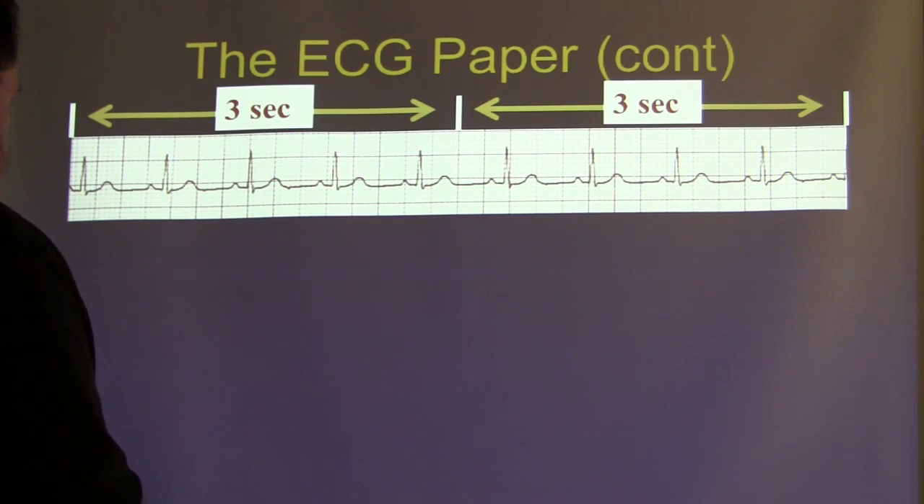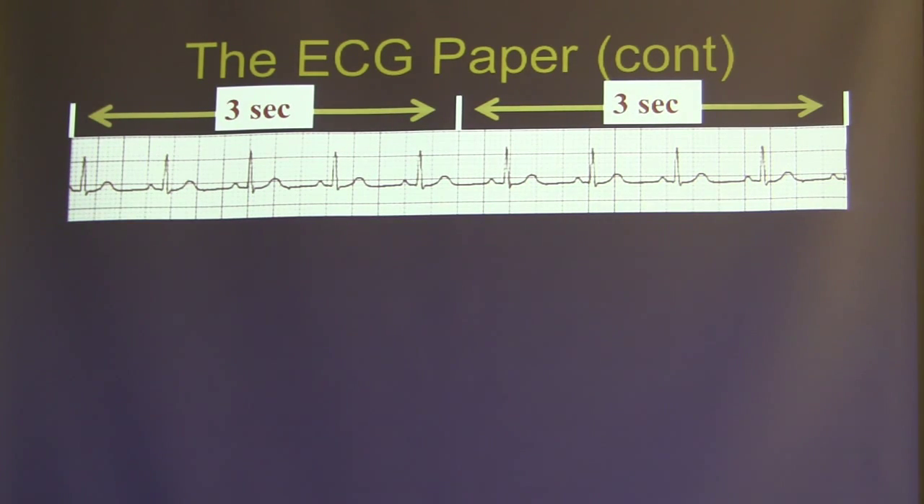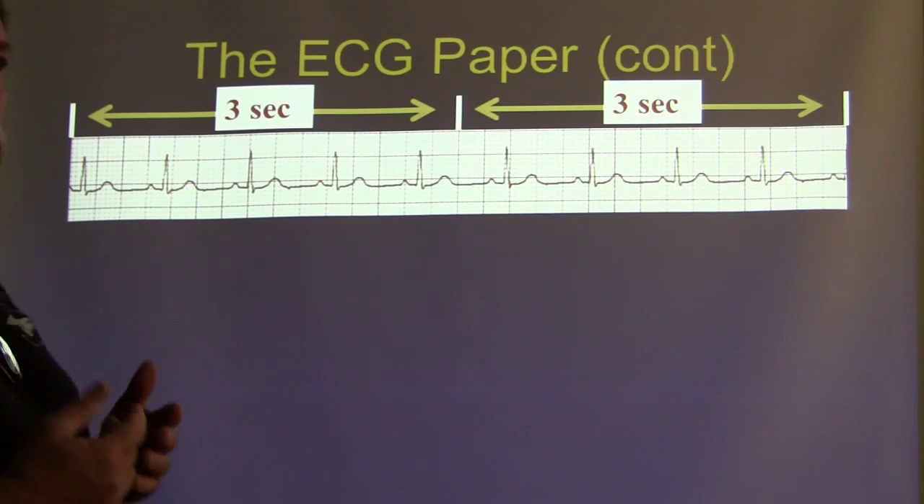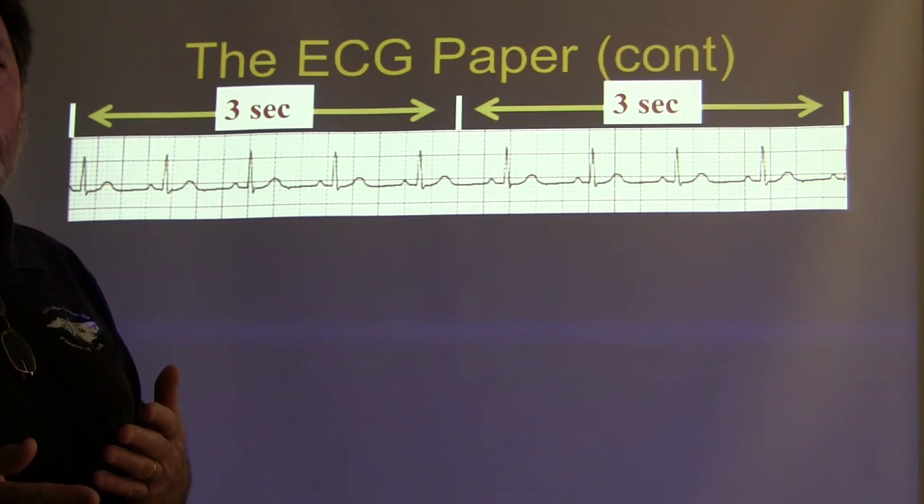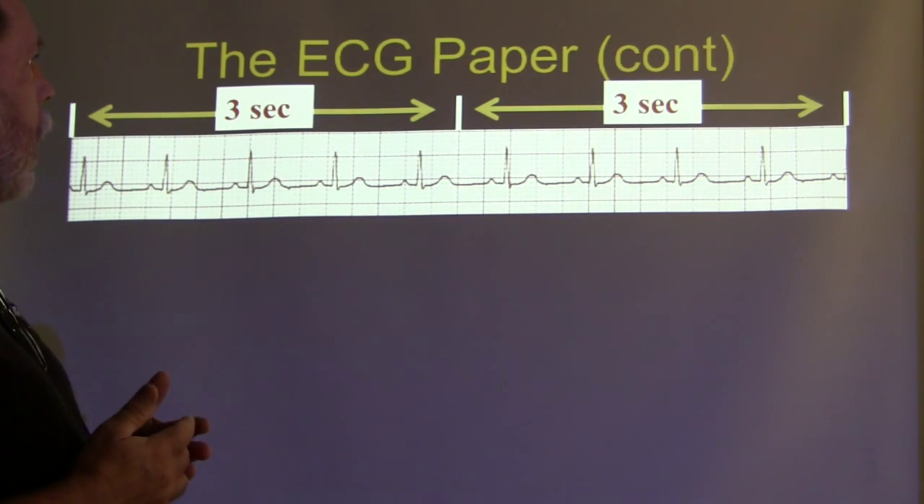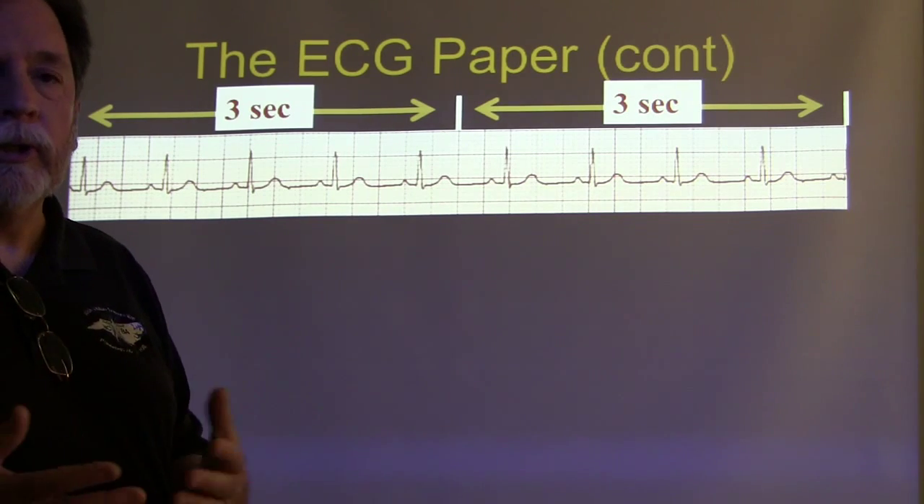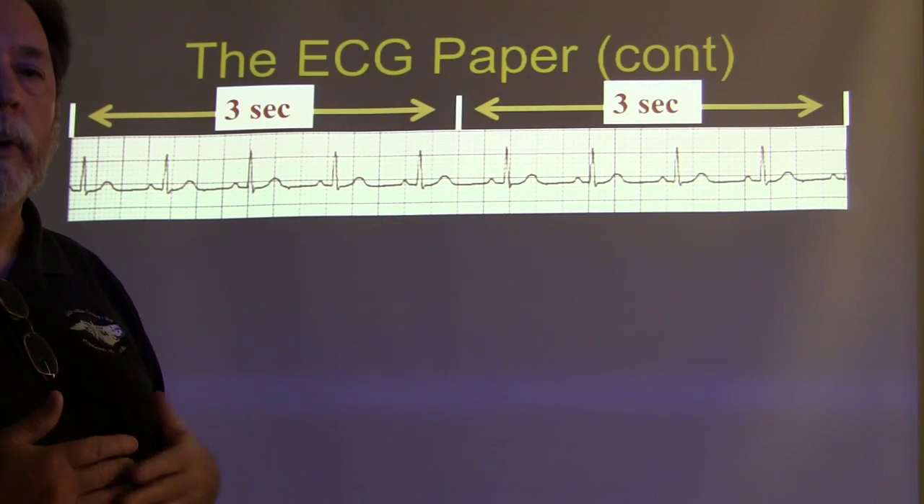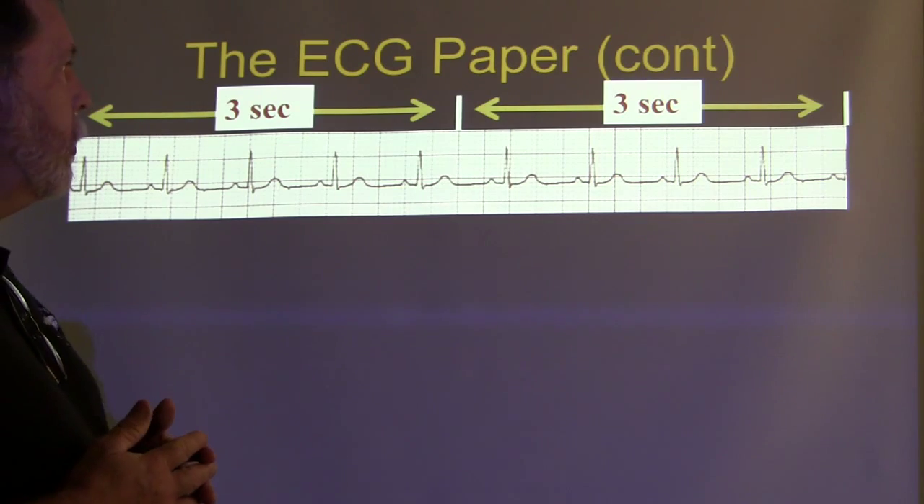And this illustrates 6 seconds of ECG. Just FYI, this is also very important to realize: ECG paper runs at about 25 millimeters per second. That's actually a standard speed. It's also the standard speed for going across a screen. So keep that in mind.